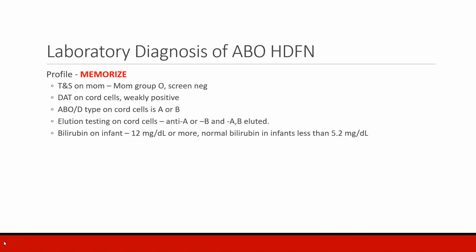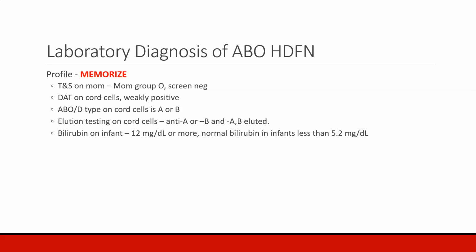Regarding laboratory diagnosis of ABO HDFN, I want you to memorize, put this on an index card, whatever you need to do. So we do a type and screen on the mom. The mom is Group O and the antibody screen is negative. You perform a direct antiglobulin test on the cord cells. It's weakly positive, usually 1+ or less.